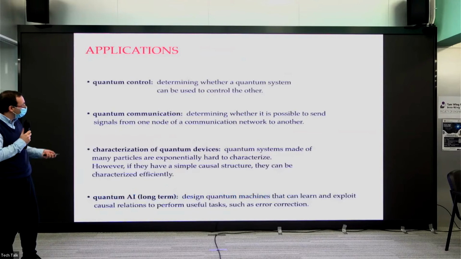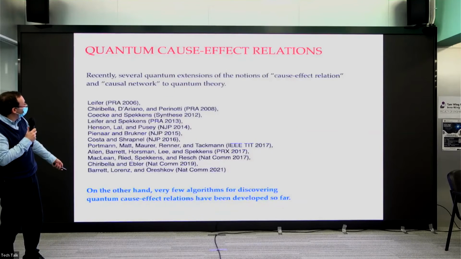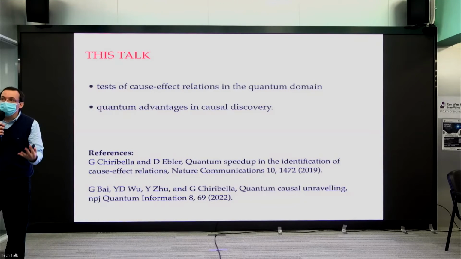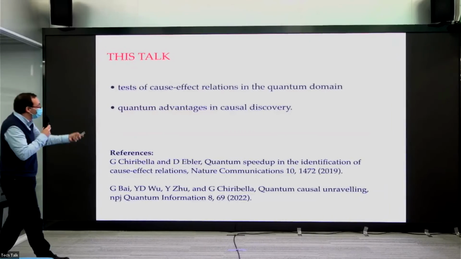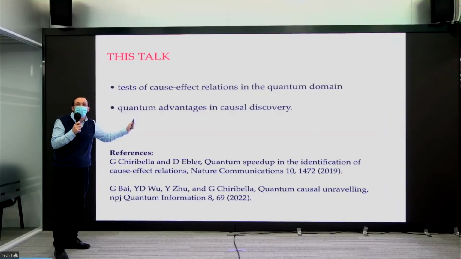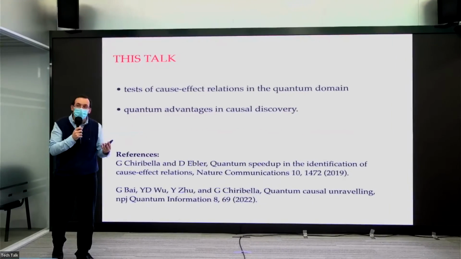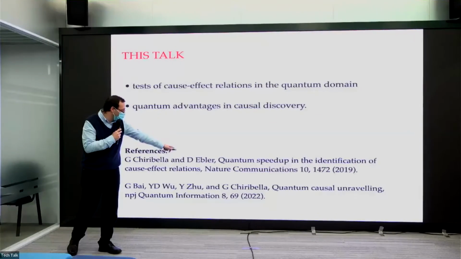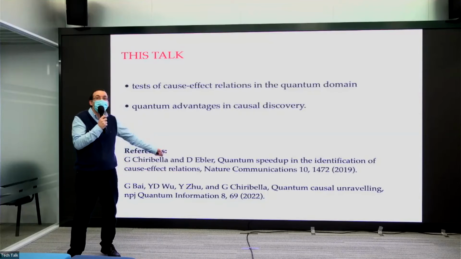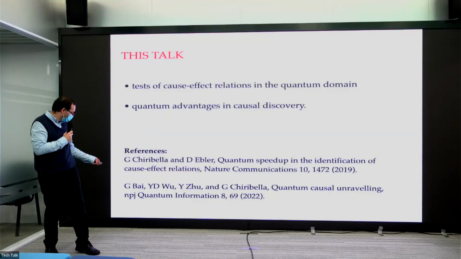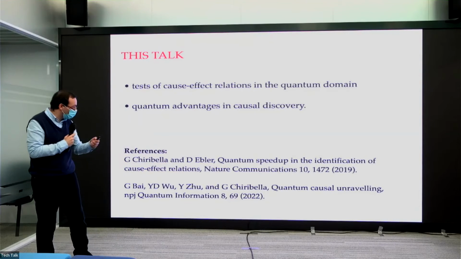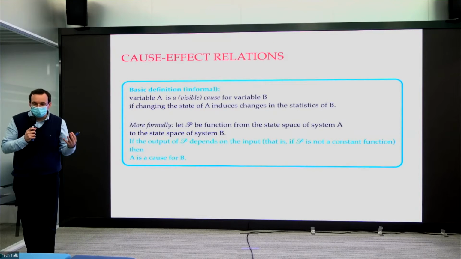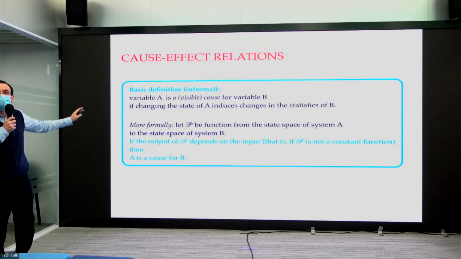And today's talk is about quantum algorithms for discovering cause-effect relationships and some advantages that these algorithms may offer. This is mostly based on two papers. One was from 2019, in Nature Communications, and one is from this year, in the Nature journal Quantum Information.